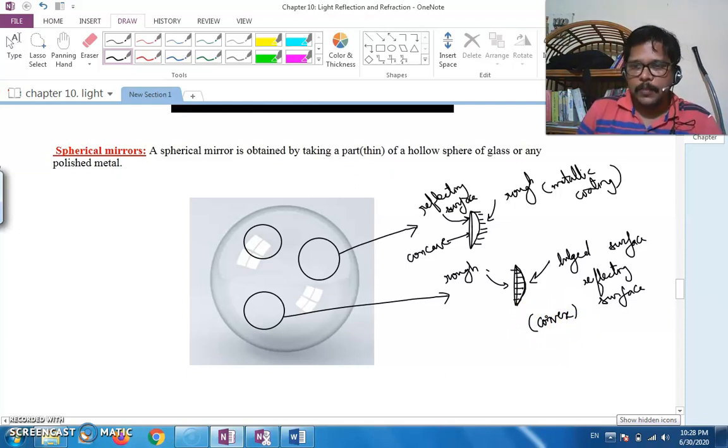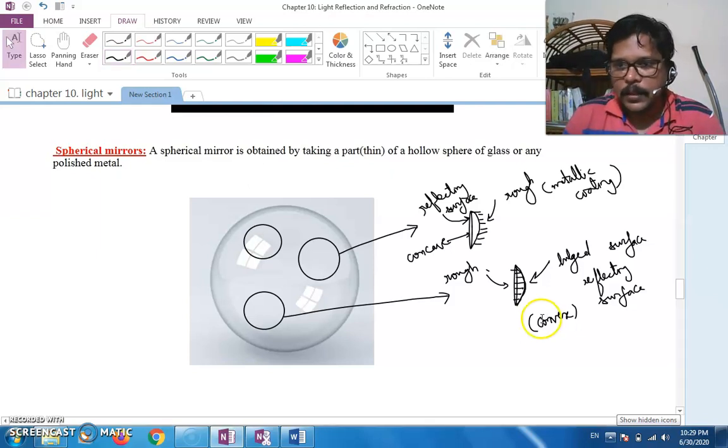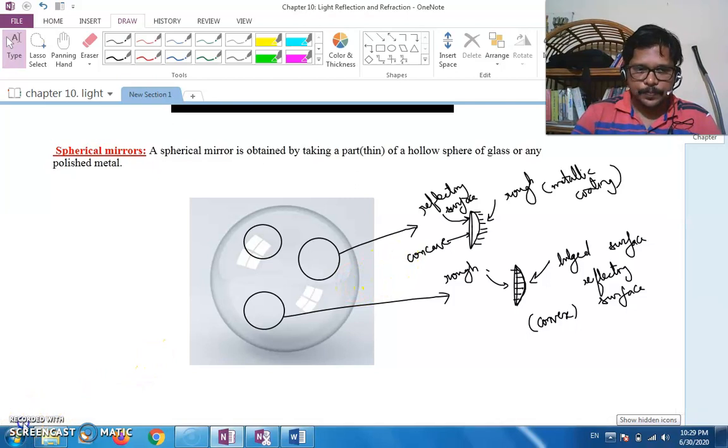Now two kinds of mirrors are there in front of us. It depends on where we are going to apply, or it depends on our choice which surface we are going to make a reflecting one. If the hollow one is a reflecting one, the inner side, it becomes a concave. If the outer one is a reflecting one, then it becomes a convex mirror. So we'll see a little more deeply about the convex and concave mirrors.